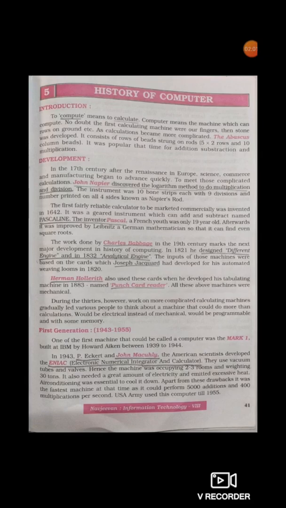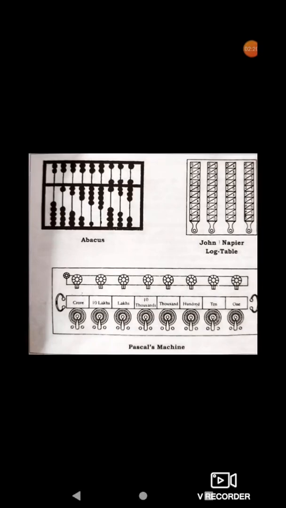Before we look into the generations of the computers, as in the first introduction part, we learned about introduction and development, starting with the abacus, then Napier's rod, and the Pascaline. Let's take a look at this. As you can see, the first picture is the abacus. The second is John Napier's log table. The third is Pascal's machine, known as the Pascaline.